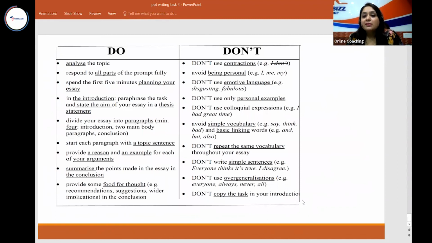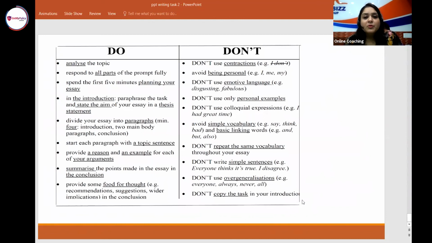Avoid being personal. You have to add personal pronouns only in your opinion. Besides, you are not allowed to write the personal pronouns I, me, you. Do not give examples of your friends in the essay writing. Seriously, it will hamper your bands. Do not write that one of my friends and my friend's example is this.